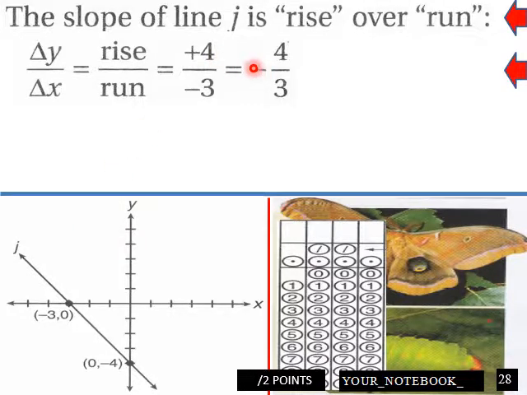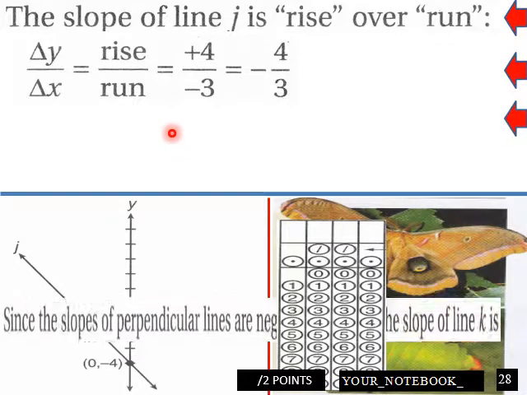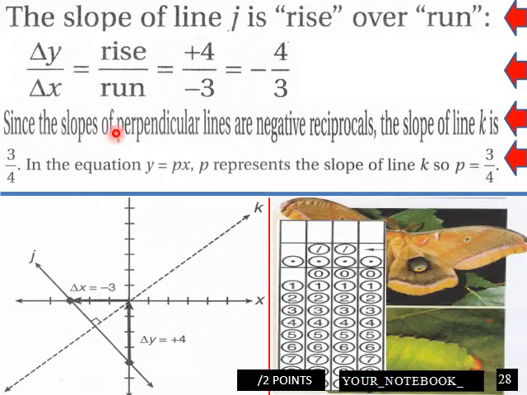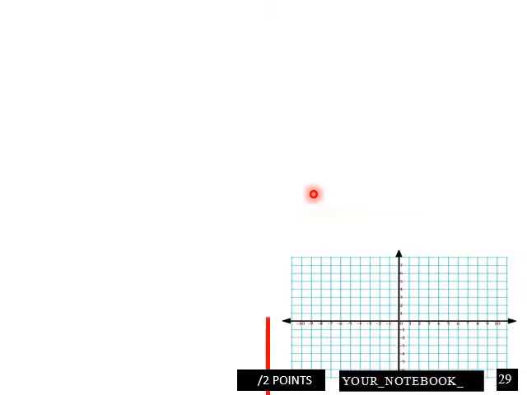Negative 4/3. The negative inverse of this would be positive 3/4. So this would be the slope of the line that is perpendicular. So p equals 3/4 would be the slope. For y equals px, p represents the slope of line K, so p equals 3/4.